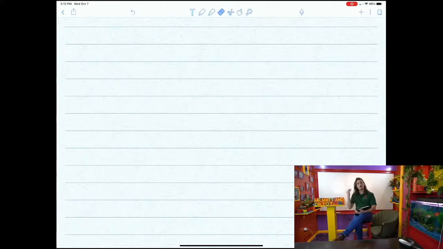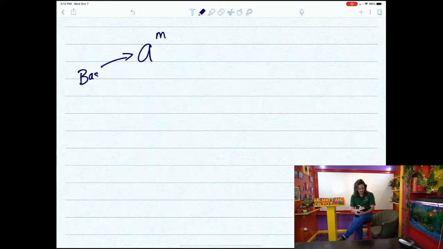Okay, so remember, all the rules of exponents involve common bases. If you don't have common bases, then you can't use any of the rules of exponents. Exponents come in a form such as some base raised to a power. I'm going to call the base here a, and the exponent here m. So this guy right here, that's the base. This guy right there, that's the exponent.